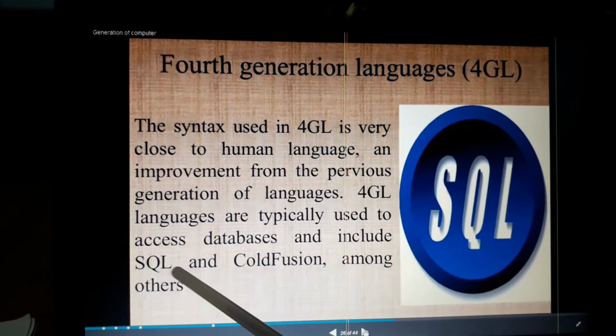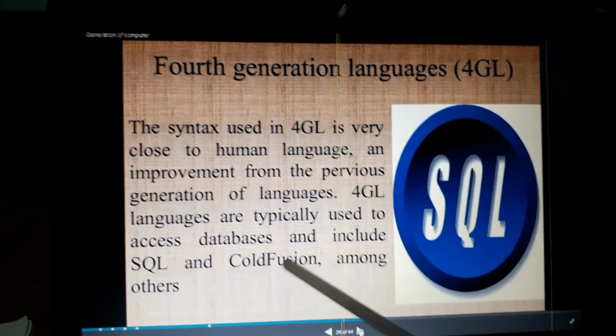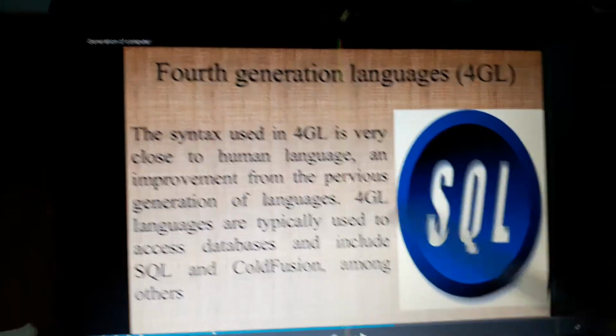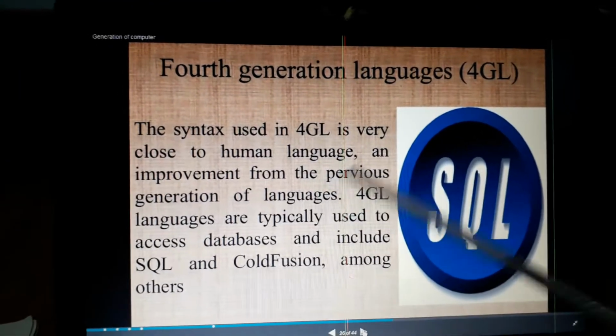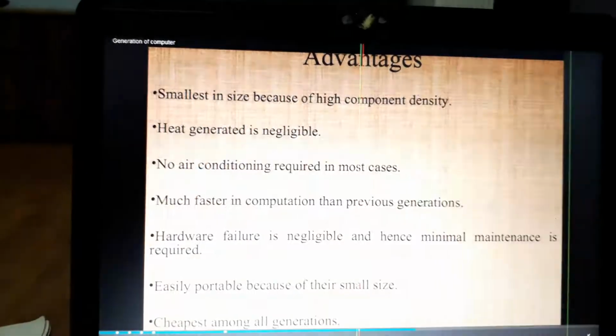SQL means structured query language. Cold Fusion you are using, for Java we will use it. So one purpose, here advanced languages came. There, networking for different languages itself started.